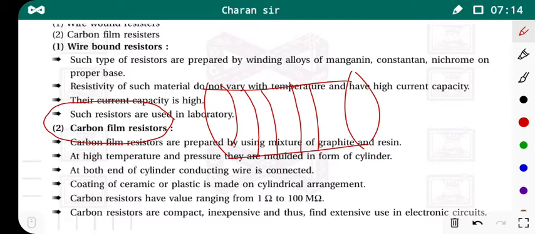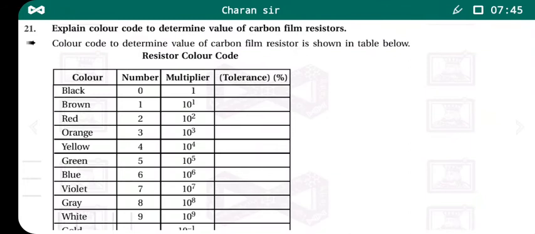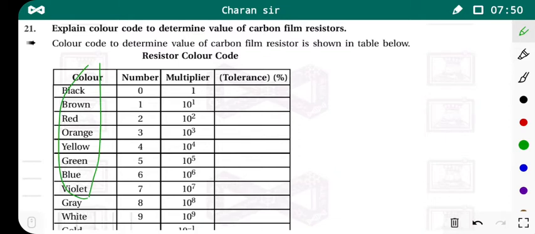So here we have different colored bands on the resistor, and each color has a finite number. This is known as the color code. The resistance of carbon film resistors can be found out by the color code. So how can you find the value of the resistance? For that, you are given a table. In the table, you can see the different colors, and according to each color you have a number.